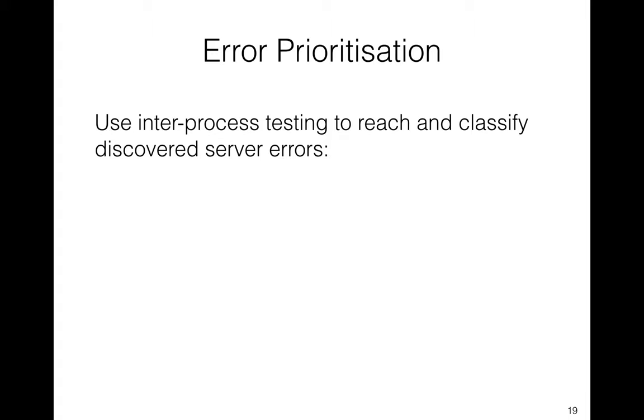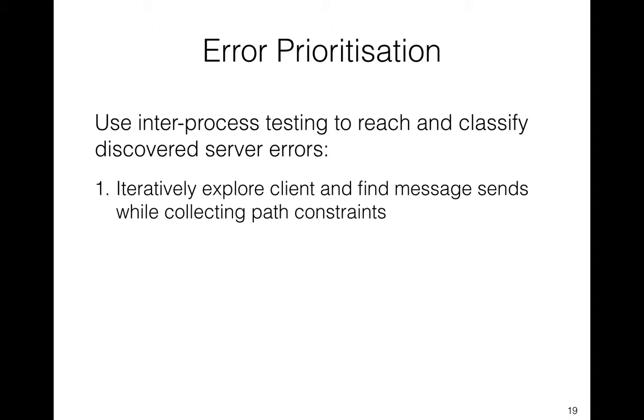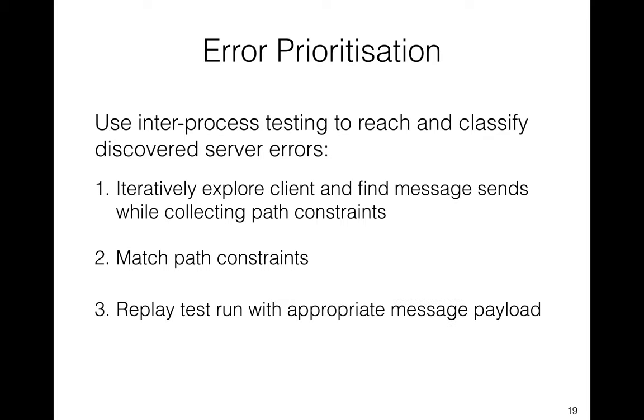After a fixed number of iterations, Stackful proceeds to the inter-process testing phase, in which it will attempt to exercise the client in such a way that Stackful reaches server-side errors that were previously discovered during the first phase. In order to do so, Stackful repeats the following three steps. It iteratively explores the client while again collecting symbolic path constraints in order to find message sends where the client communicates with the server. If a message send is found, Stackful matches the current client-side path constraint with a server-side path constraint that leads to an error. If a match is possible, Stackful replays the test run, but it ensures that an appropriate message payload is chosen in order to re-trigger that particular server-side error.